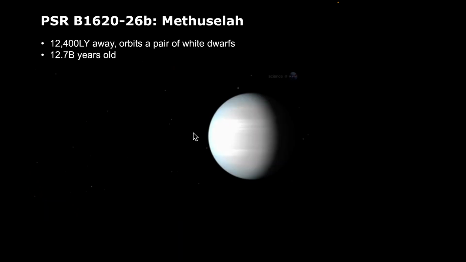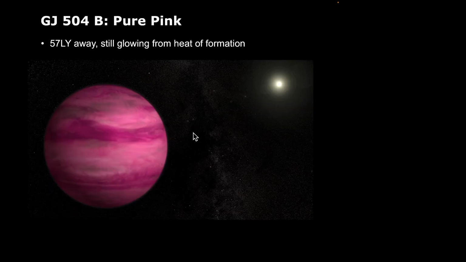Then here's the oldest known exoplanet, so-called Methuselah. It's orbiting a pair of white dwarf stars, 12,400 light-years away in Scorpius. At 12.7 billion years old, it tops the age scales. It's about 2.5 times the mass of Jupiter. And at first there was some debate about whether it might be a brown dwarf, but we've since determined it's a large Jupiter. GJ 504b is a pink planet which is still glowing from the heat of its formation. It's believed to be very young.